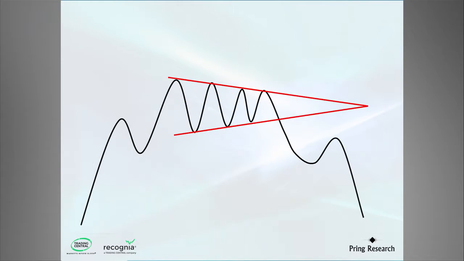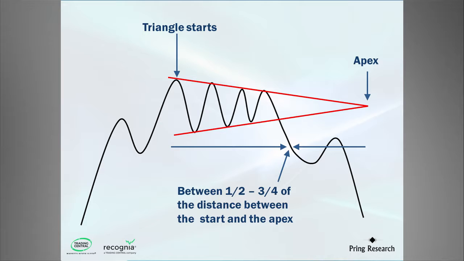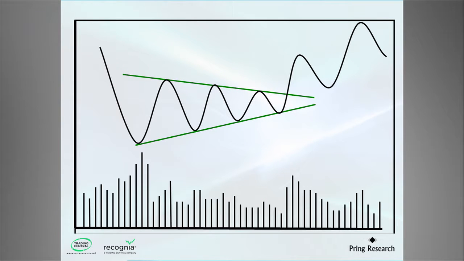The classic texts tell us that triangles seem to work best when the breakout occurs somewhere between 1/2 and 3/4 of the distance between the widest peak of the rally and the apex. So if we say that a triangle starts here, and this is the apex, then the 2/3 mark would approximately be around this point just here. Here's an example of a triangle on a bottom.